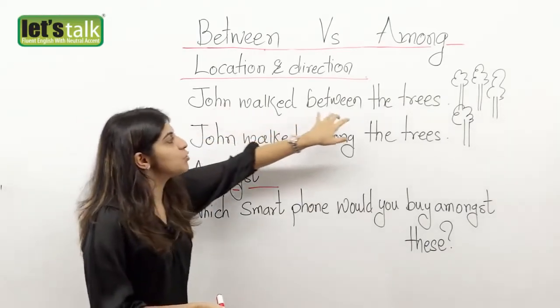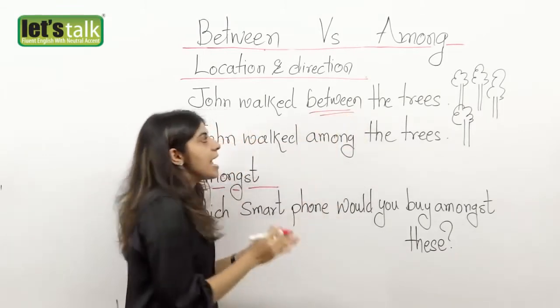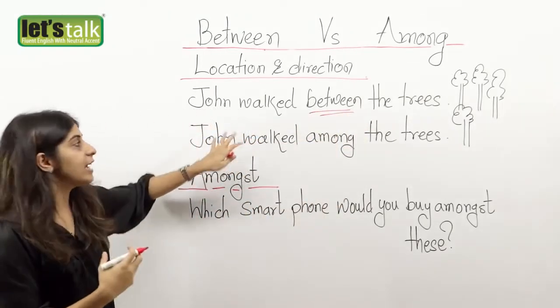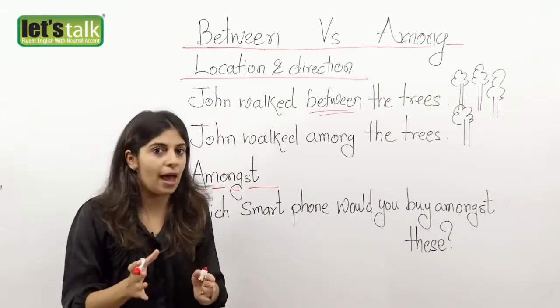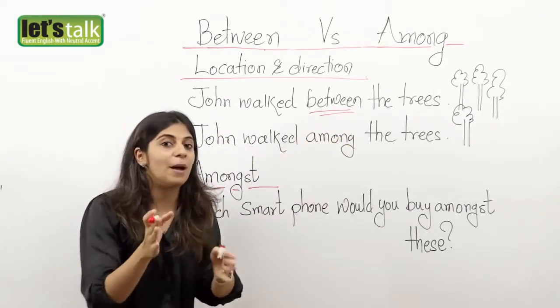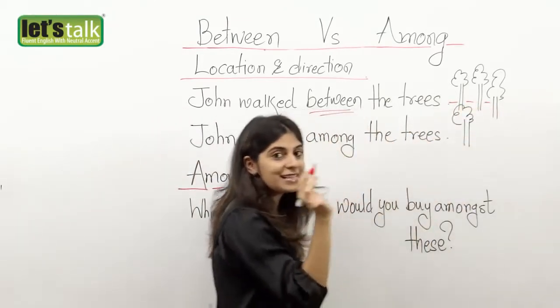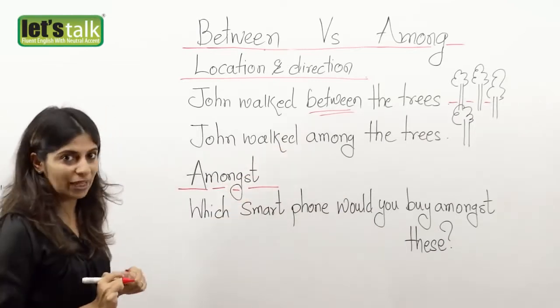John walked between the trees. Here we are using the word between because this sentence gives us an idea that John had a defined path, which was only surrounded by trees. So he walked between the trees, and that's exactly why we use the word between.